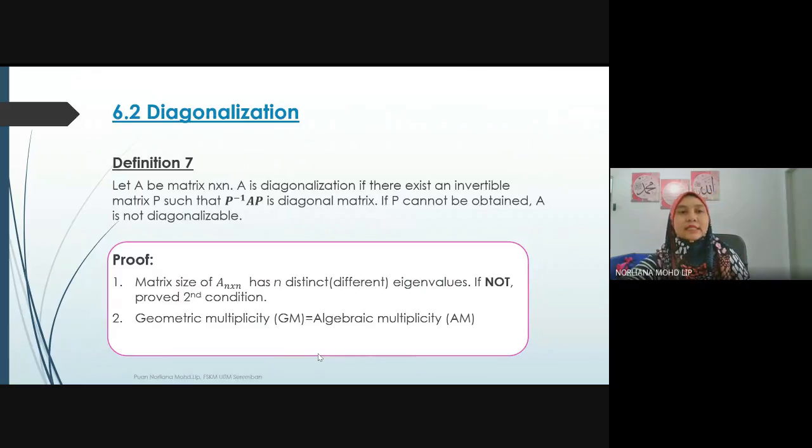Okay. Then the last topic for this chapter is the diagonalization. 6.2 diagonalization. Okay, textbook you can refer page 289. At the end of this subtopic, you should be able to determine whether the square matrix A is diagonalizable or not, and also obtain the invertible matrix P that diagonalize A. And the last one is obtain the diagonal matrix D where D equal to P inverse times AP.